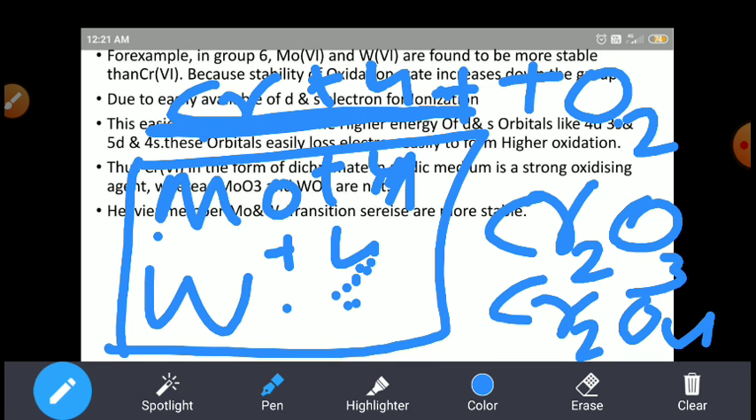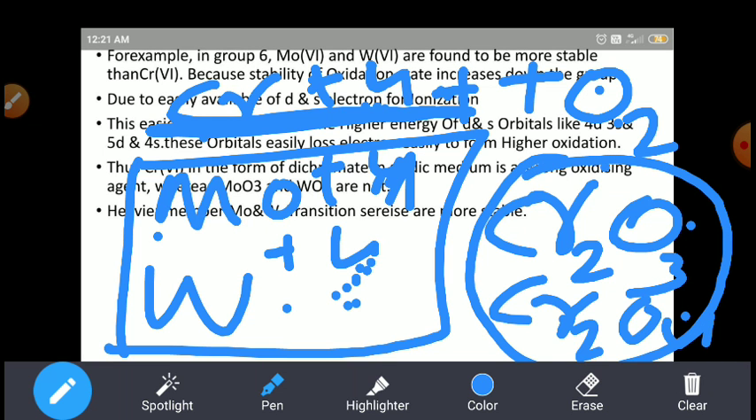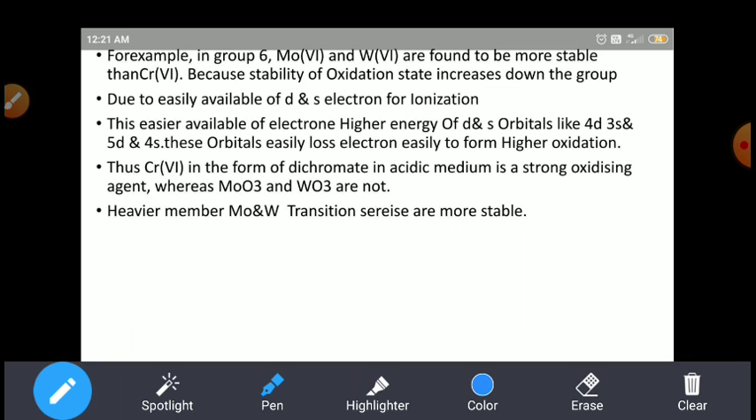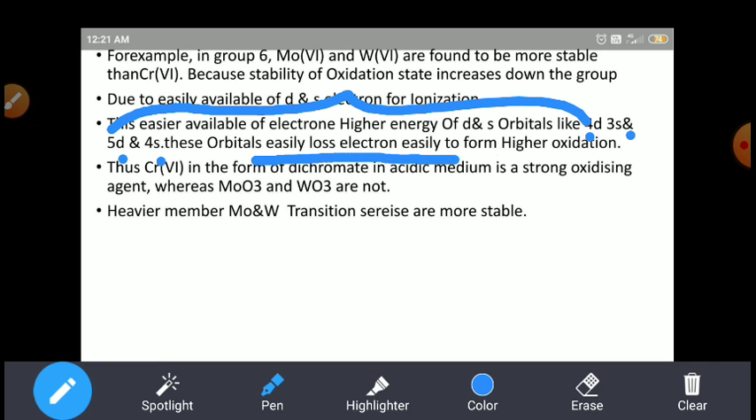So after attaining the +4 state, it attacks atmospheric oxygen to form Cr2O3, Cr2O4, Cr2O7 like this. The compounds are produced to stabilize themselves. But in molybdenum and tungsten, the d and s electrons are easily available for ionization, so the electrons of the higher d and s orbitals, like 4d, 5s, 5d, 6s, are easily lost to attain the higher oxidation state.